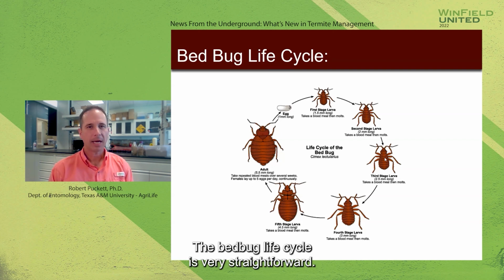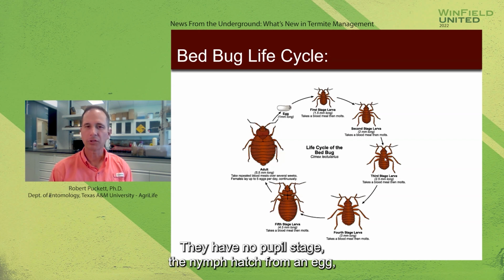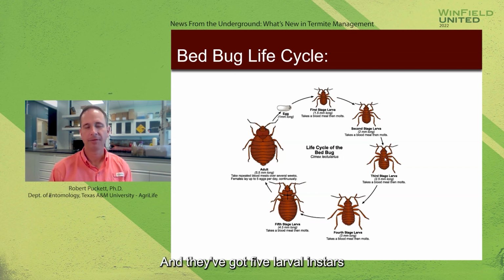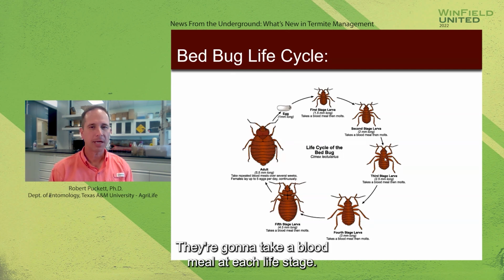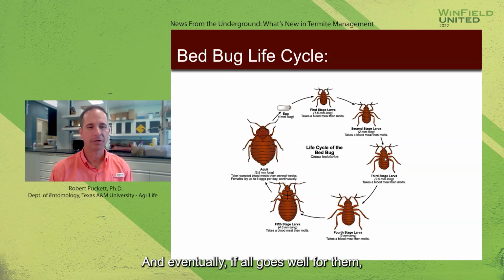The bed bug life cycle is very straightforward. They have no pupal stage. The nymphs hatch from an egg and they start through their developmental process, right? And they've got 5 larval instars that they're going to develop through and molt each time. They're going to take a blood meal at each life stage. And eventually, if all goes well for them, they're going to become an adult.